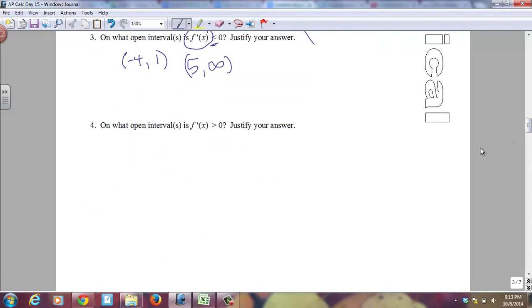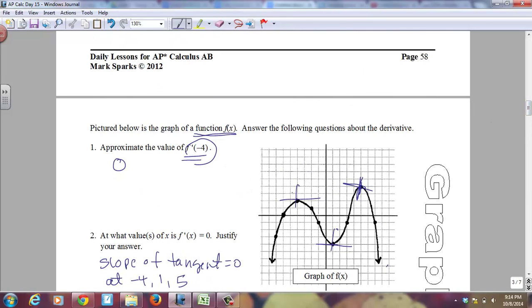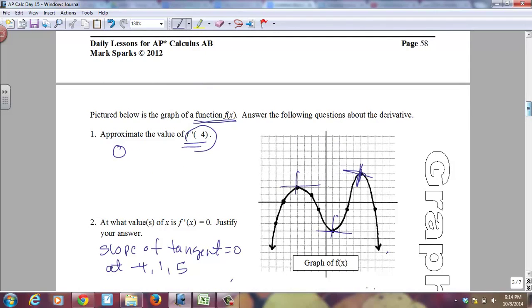Alright, so when is the derivative greater than 0? That's going to be everywhere it's not increasing and not 0, which happens from negative infinity to negative 4, and then in between 1 and 5, the two places where it's decreasing. And we can look back up here and see where the function is. Did I get those backwards? No. Yeah, where the derivative is positive, that's where the function is increasing.